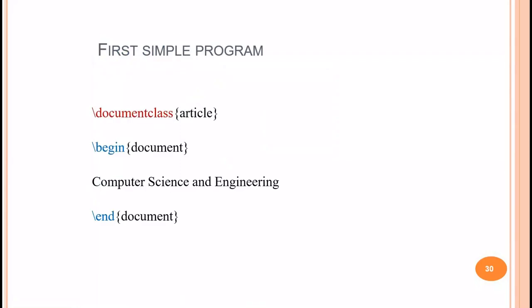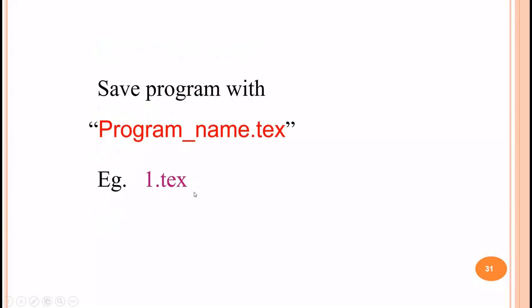Now here is the first example. I'll write document class, and in brackets I'll explain that I want to make an article. Then begin document and end document are the same. Within it I write computer science and engineering. When you save this file, you have to save it with the extension .tex. Like in this I use one.tex.